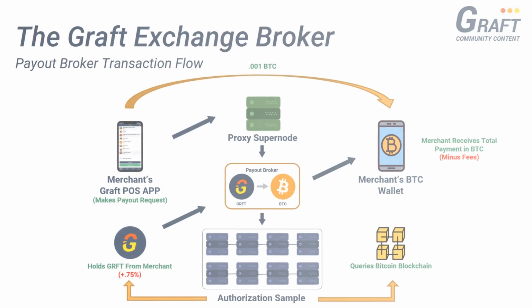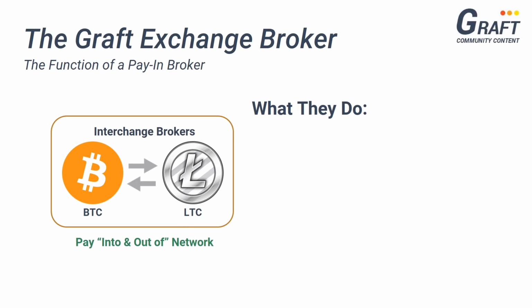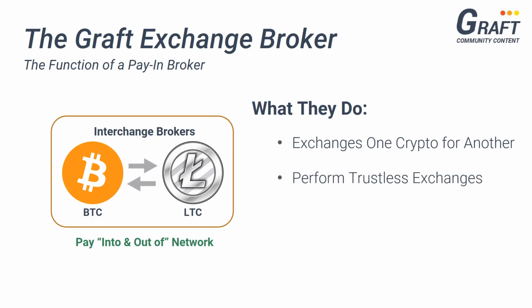Now, the third and final type of exchange broker is the interchange broker. Interchange brokers are simply pay-in and pay-out brokers that transact with each other in order to allow for the real-time exchange of one particular cryptocurrency for another. Interchange brokers allow two different parties to leverage Graft's second-layer network of supernodes to perform a trustless exchange, also known as an atomic swap, between two different cryptocurrencies other than Graft. Graft pay-in and pay-out broker functions can be extended beyond Graft's intended payment ecosystem and into a real-time decentralized exchange.